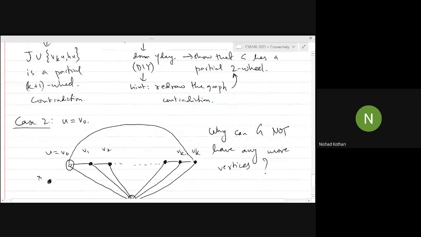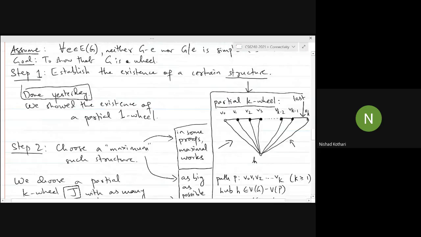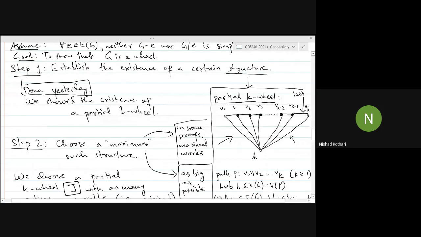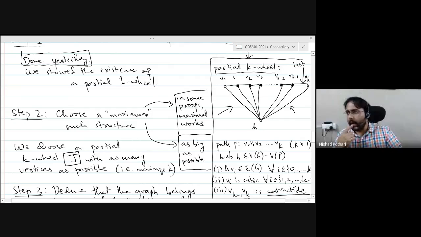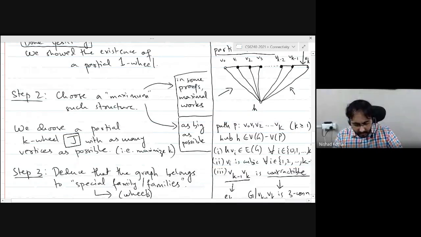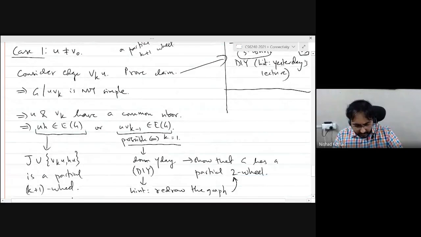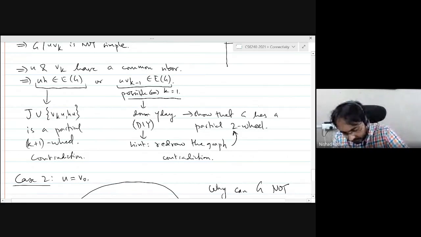Right? So let's just quickly take a look at all the three steps we did. We established the existence of a certain structure, a partial K wheel, where K is at least 1. We chose a maximum such structure. In some proofs in graph theory, you don't need maximum. Maximal may suffice. I don't know if that is true here. No, here you need maximum, because of a certain case. Yeah, so in this proof, you need maximum. Because of this case, I will leave it to you to do it yourself.